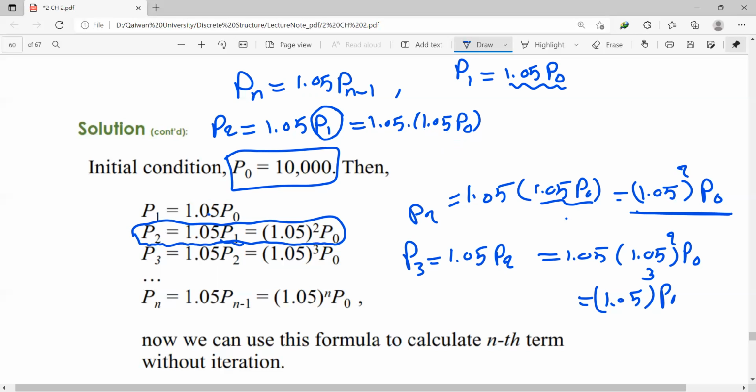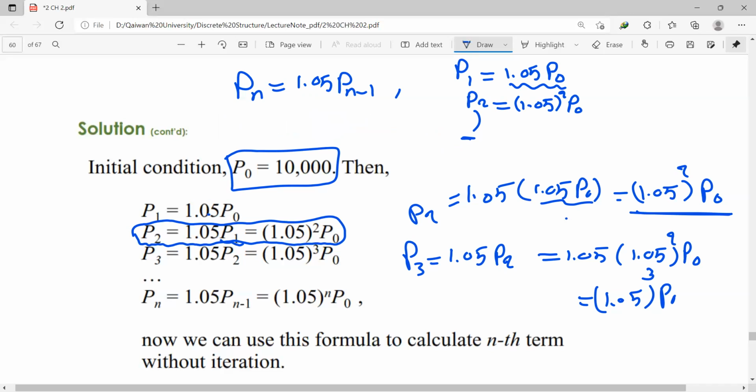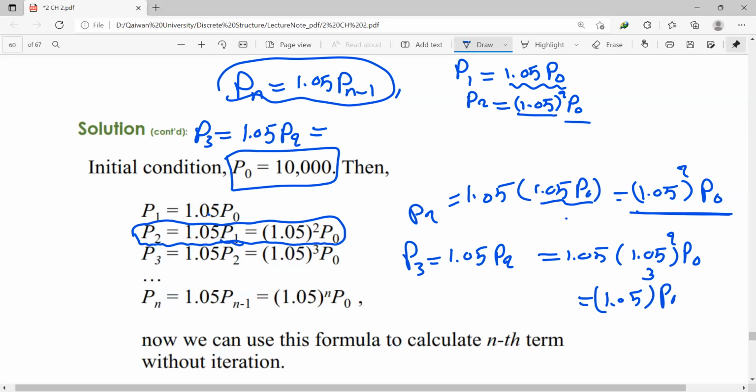That means P2 equals 1.05 squared times P naught. And then for P3, regarding this formula, P3 is 1.05 P2. What's P2? P2 is 1.05 squared P naught.